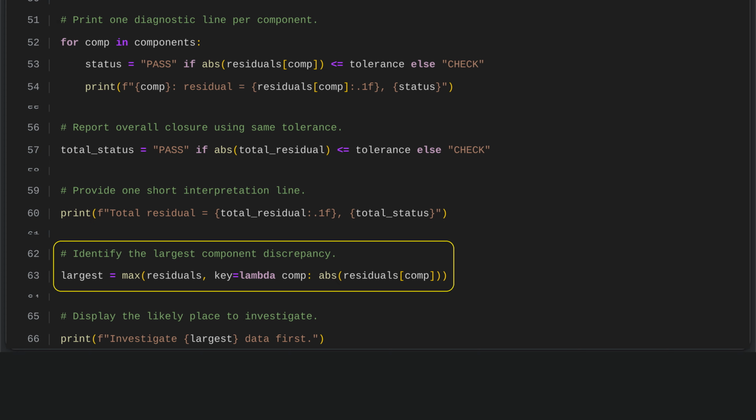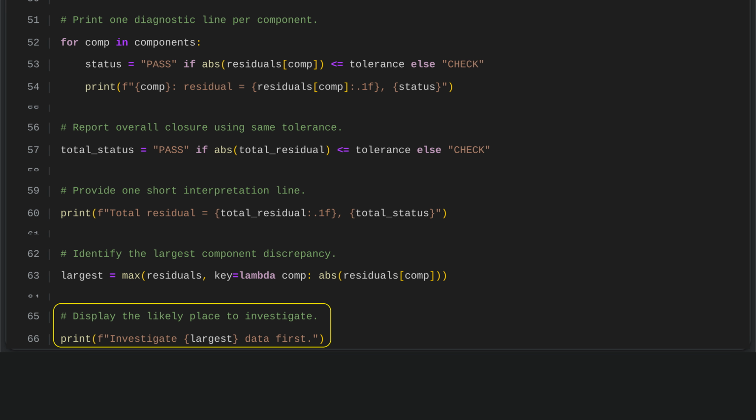The code finds the component with the largest imbalance by comparing the absolute residuals between inlet and outlet totals. Using absolute values means the largest discrepancy is identified, whether it is positive or negative. This highlights the component whose data may need the most further investigation.